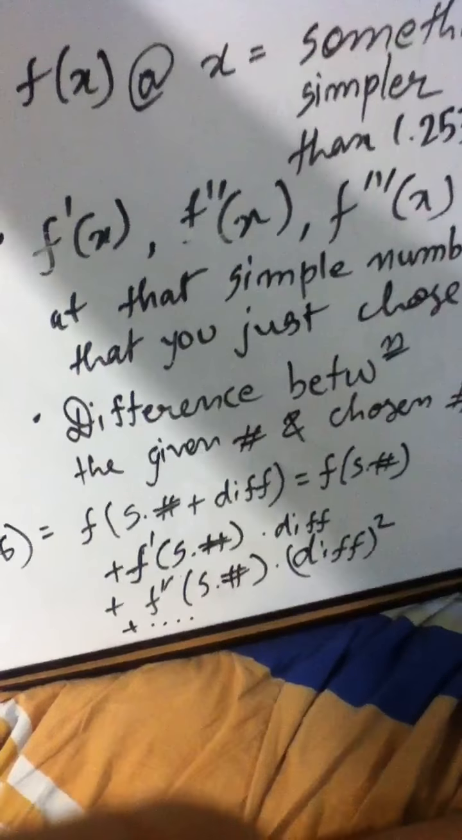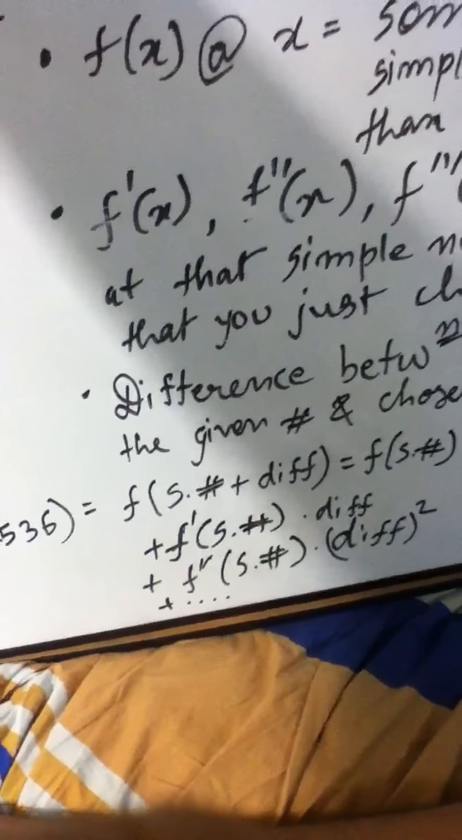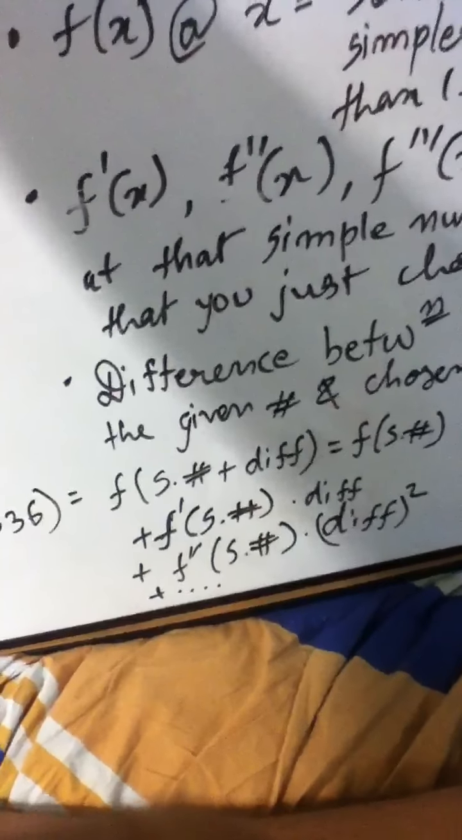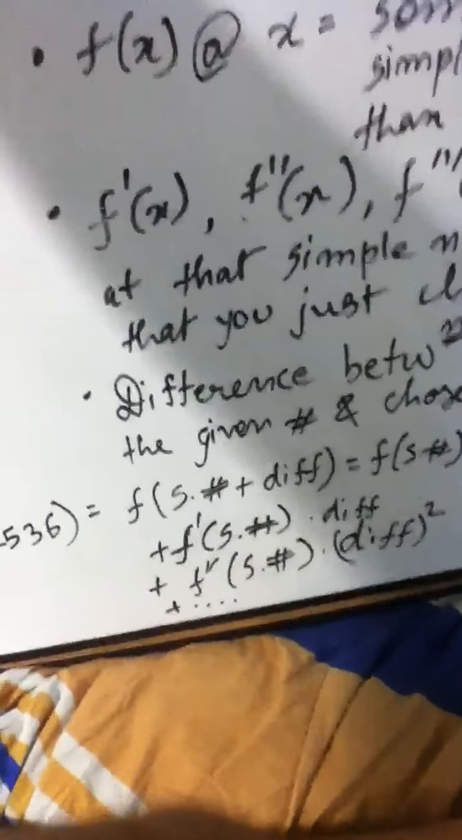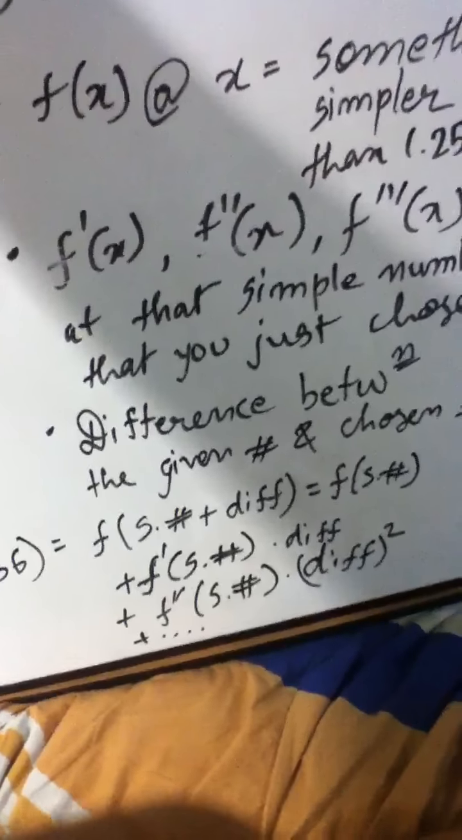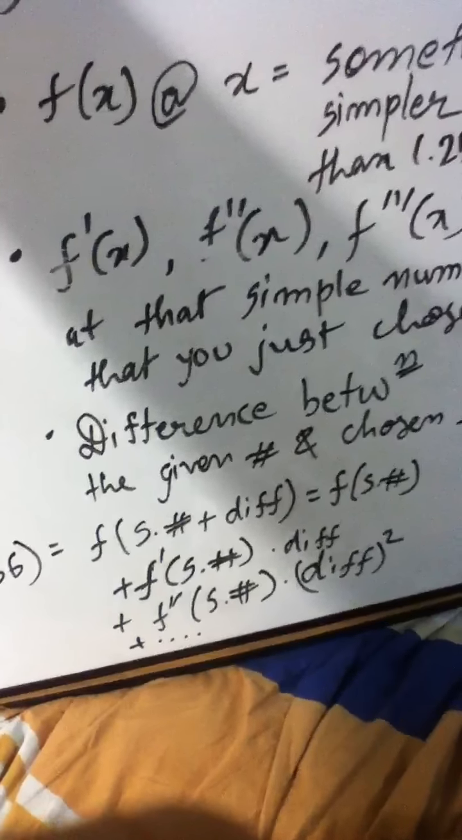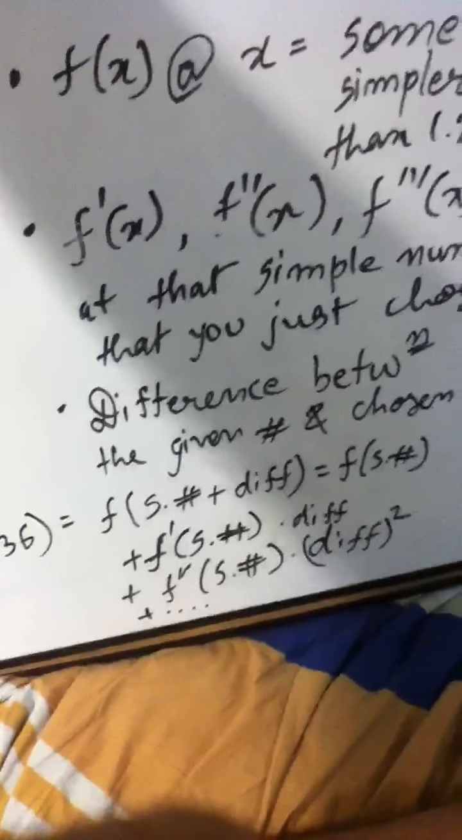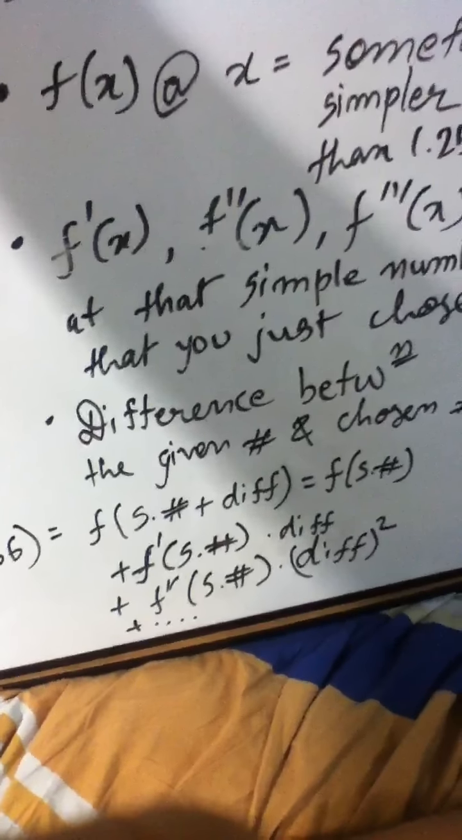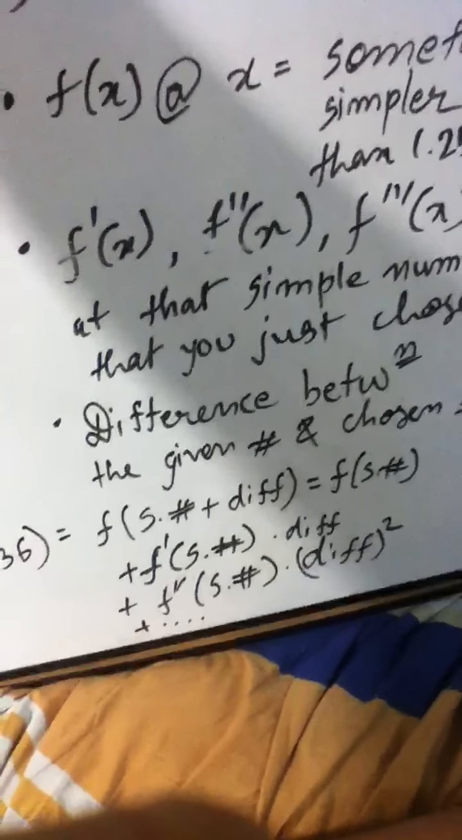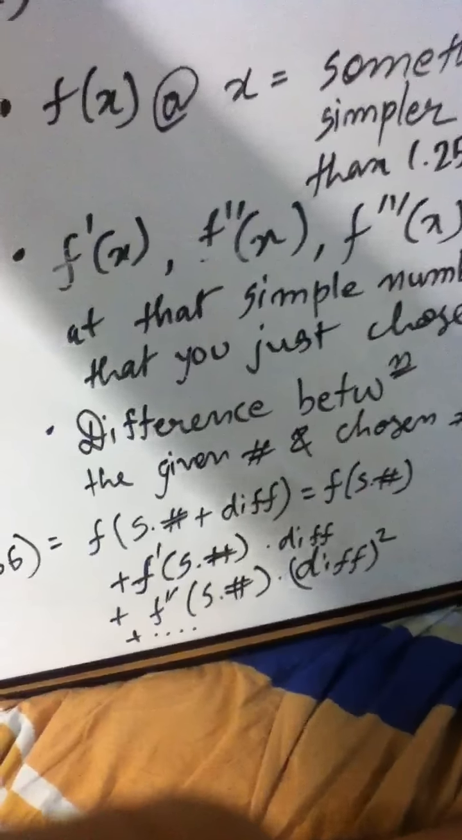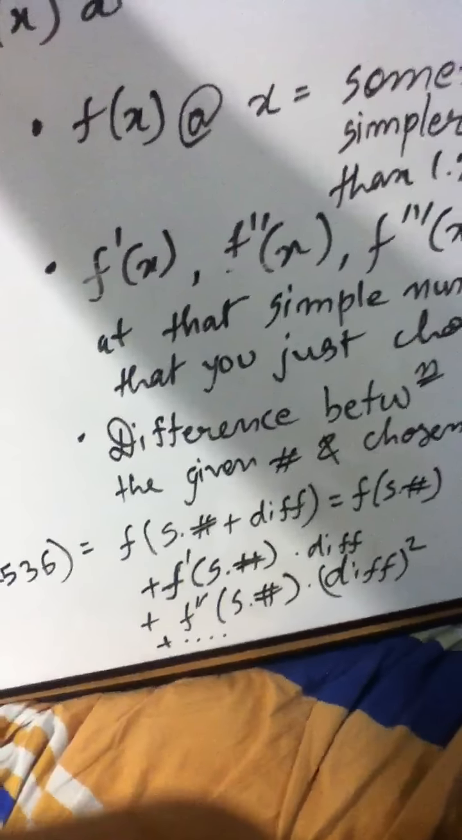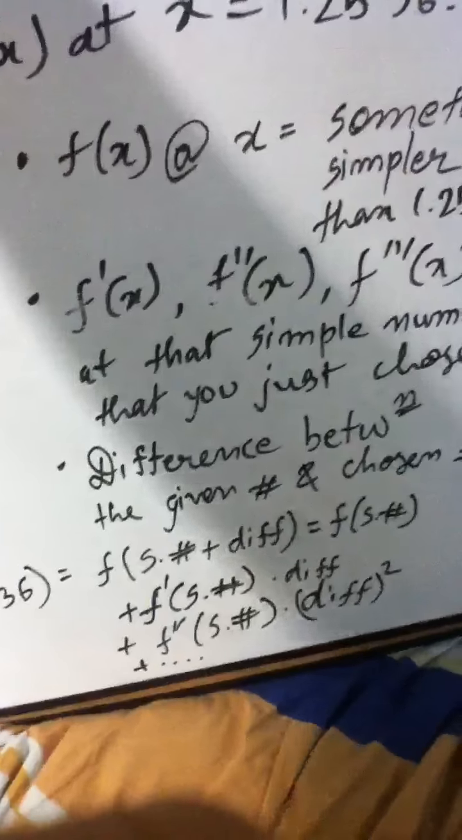Now, you cannot go to f triple dash for this function because f dash will be 2x, f double dash will be 2 for x squared, and f triple dash will just be 0. So no matter how many terms you add, you're not going to get anything more. What this means is you have reached the actual answer, the definitive answer for this function at this given value.